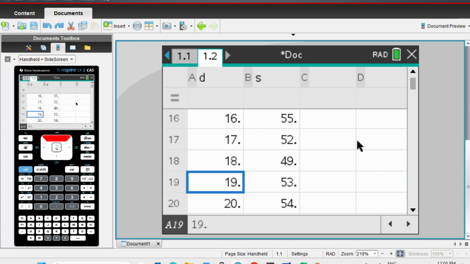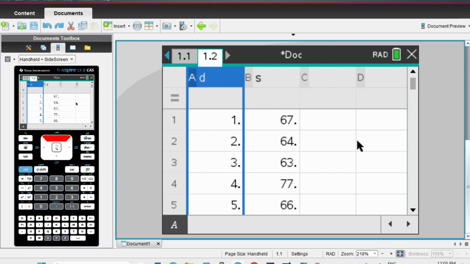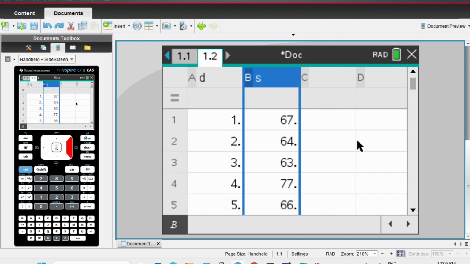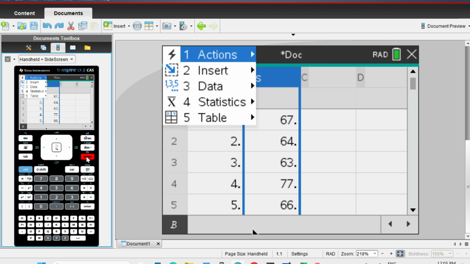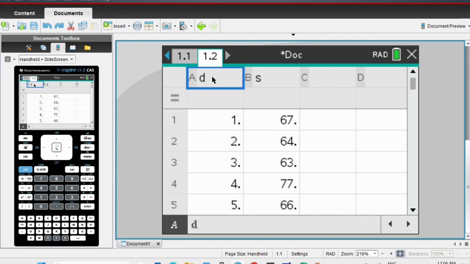Okay, so I'm going to have a go at it now. I have the number of days in list 1, and the deseasonalized figures in list 2. Take note I put a D for days up the top and an S for sales, even though they're deseasonalized figures. It doesn't matter what letters you use, as long as you remember which one's which.